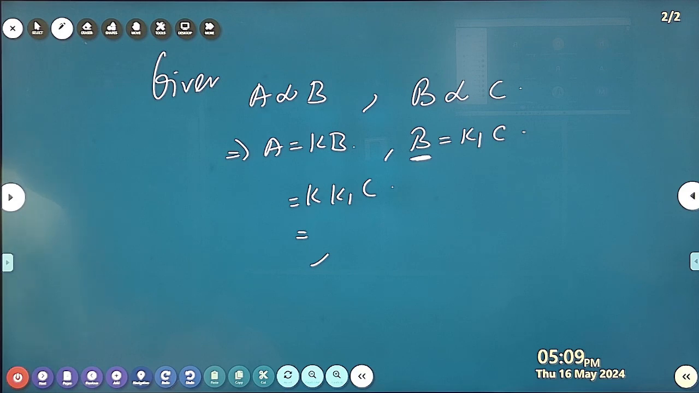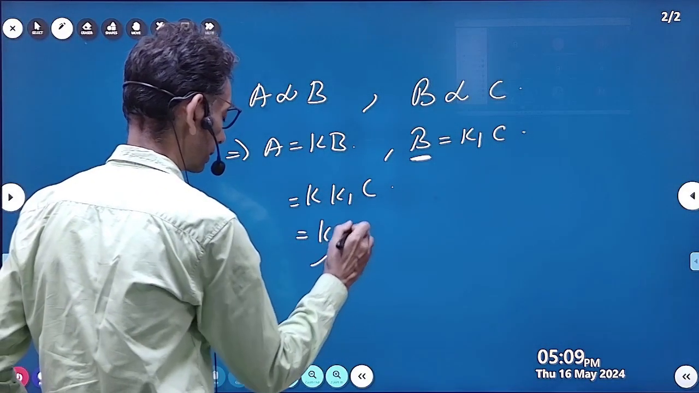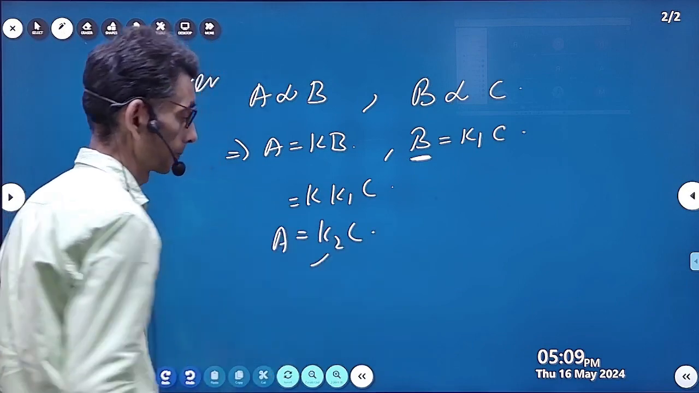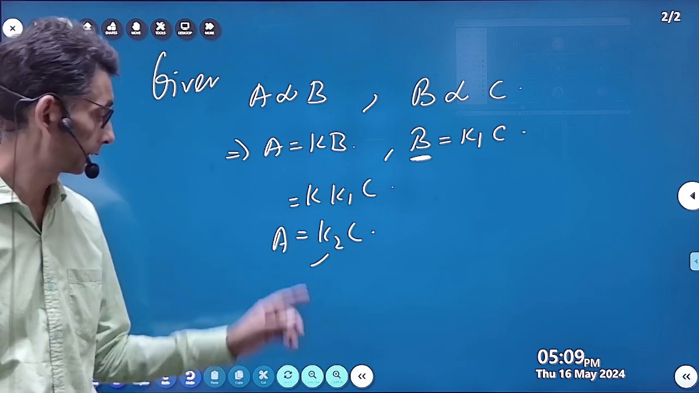So the multiplication of two constants gives a constant. You never get variables. Multiply two constants, will you get variables? Never. Calculate the weight of two persons, you will get another weight. Calculate the product of two money amounts, it will be another amount, right? So the product of two constants is a constant. We can write it as K2. So K into K1 is equal to K2. So we get A is equal to K2C.